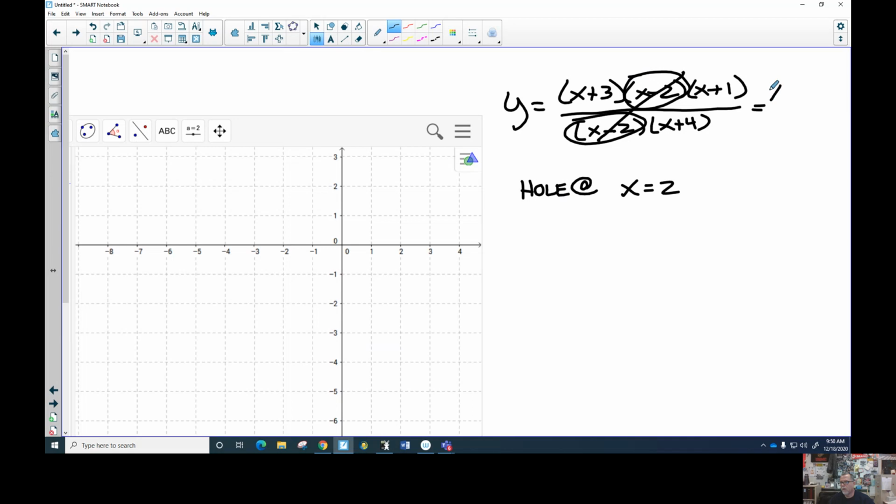So this thing is going to look like these two multiplied. And if I multiply these two, I would get what? X squared plus 3x plus 1x, so plus 4x, and then plus 3. So it's going to look like that over x plus 4, right?